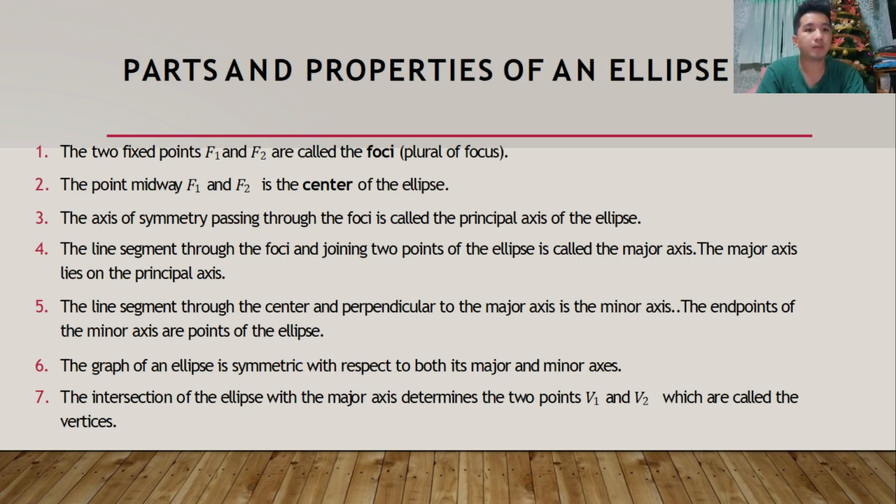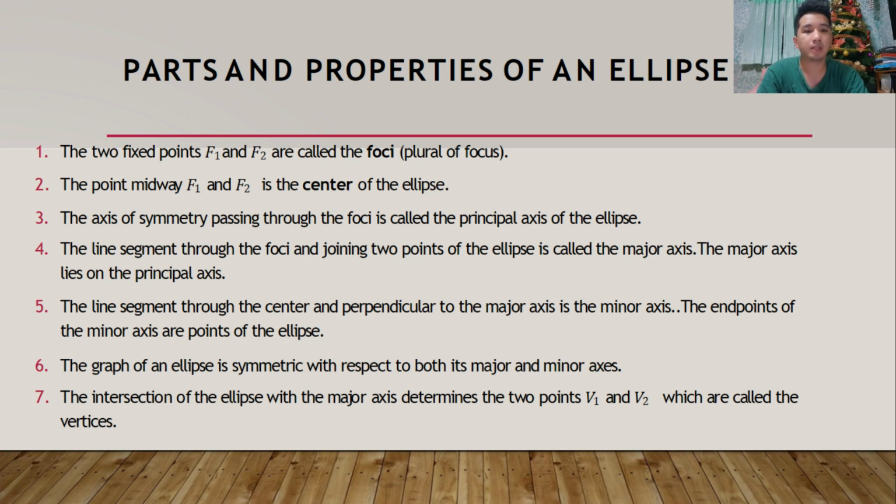Parts and properties of an ellipse. The two fixed points f1 and f2 are called the foci, plural of focus. The point midway between f1 and f2 is the center of the ellipse. The axis of symmetry passing through the foci is called the principal axis of the ellipse. The line segment through the foci and joining two points of the ellipse is called the major axis. The major axis lies on the principal axis.